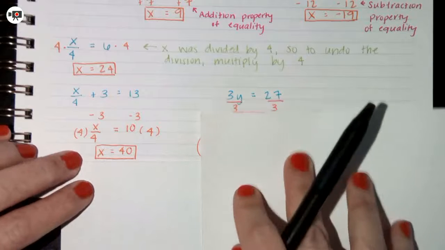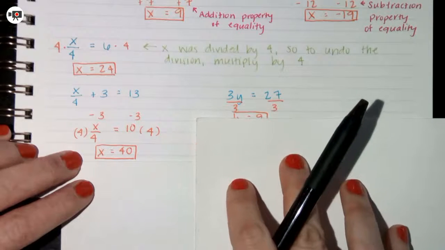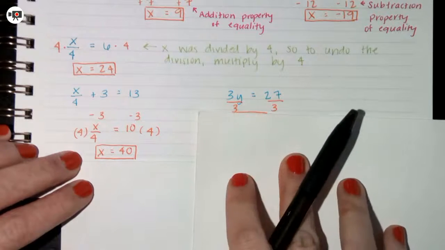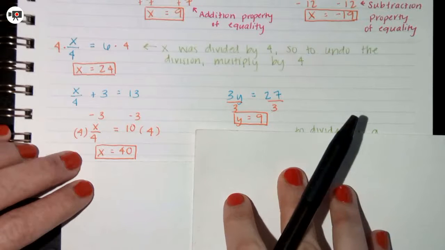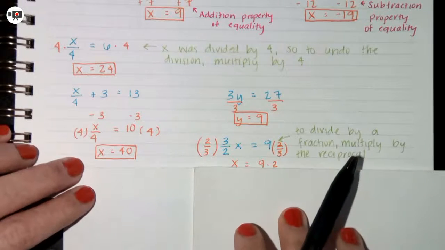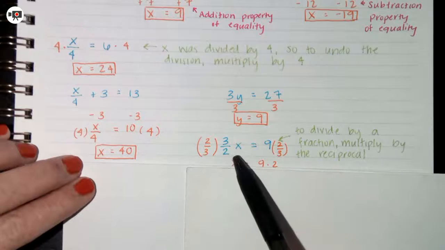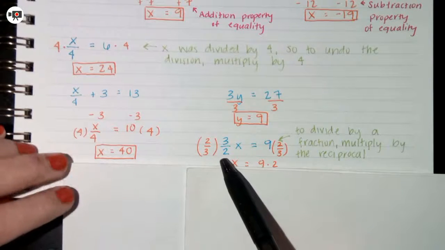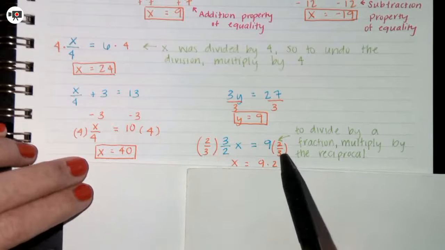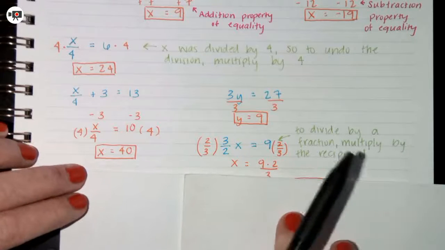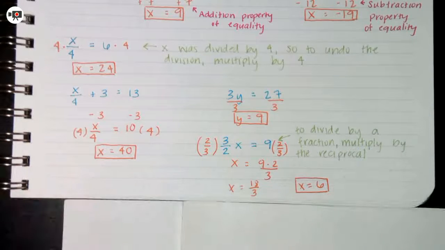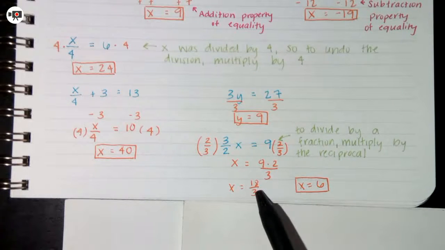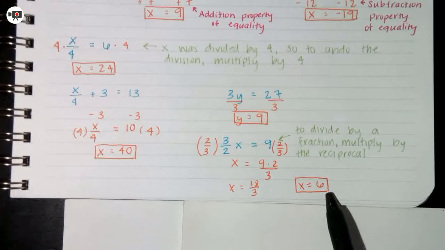And here I have 3y equals 27. So we can divide each side by 3 to get y equals 9. And on this one, we have 3 halves x equals 9. I have to divide by this fraction, and to divide by a fraction we need to multiply by the reciprocal on each side. So this is x equals 9 times 2 over 3, which is 18 over 3, and 18 over 3 is 6.